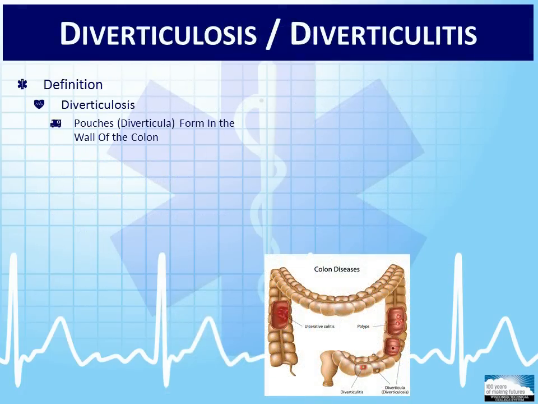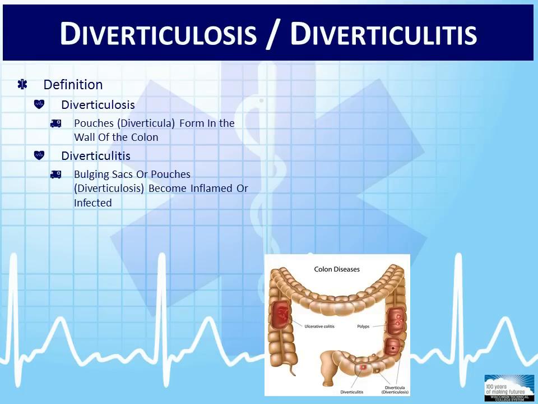Diverticulosis occurs when pouches, diverticula, form in the wall of the colon. Diverticulitis occurs when the bulging sacs or pouches, diverticulosis, become inflamed or infected. Eating a low-fiber diet, given the proliferation of processed foods, is thought to be a main cause of diverticulosis. The theory is that a lack of fiber contributes to constipation, requiring more intestinal contractions during a bowel movement, which increases the pressure in the intestinal wall, producing bulges that form the pouches, diverticulosis.